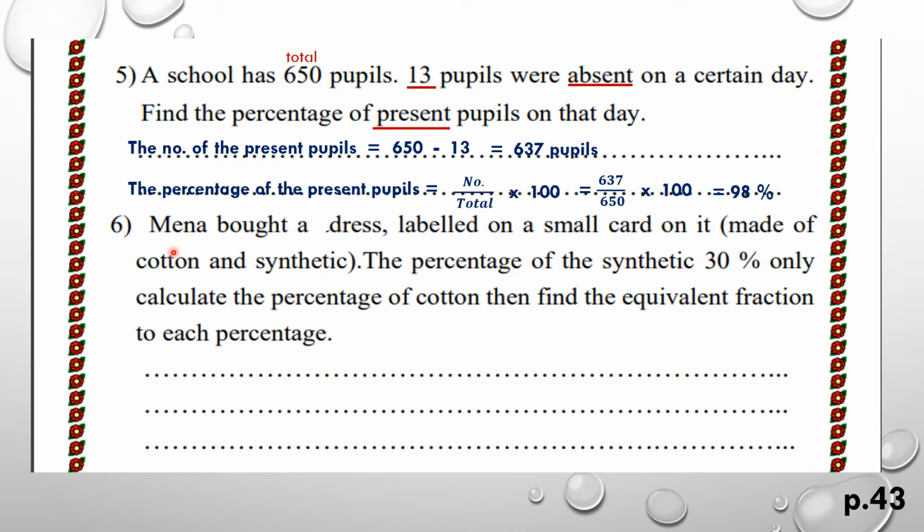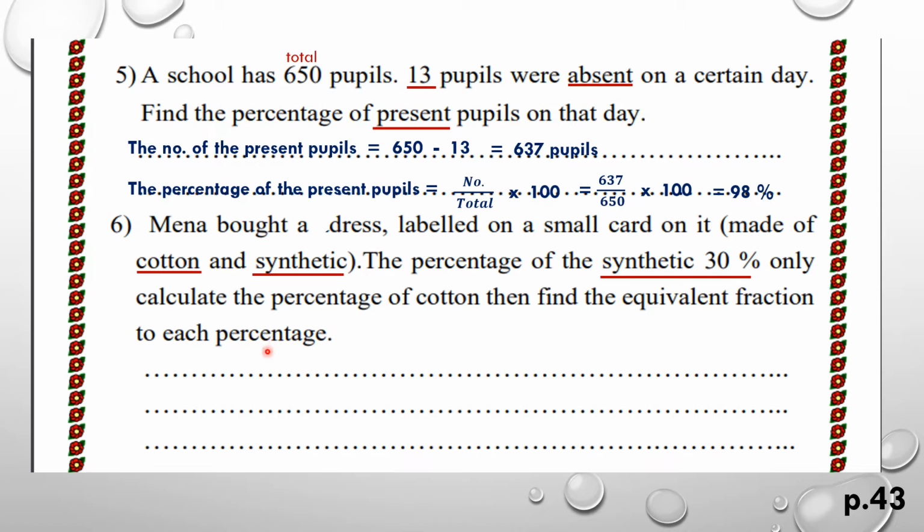Number 6. Minna bought a dress with a small card on it labeled made of cotton and synthetic. The percentage of the synthetic is 30% only. Calculate the percentage of cotton, then find the equivalent fraction for each percentage. So, this dress is made of cotton and synthetic. The percentage of synthetic is 30% only. We want to calculate the percentage of cotton.